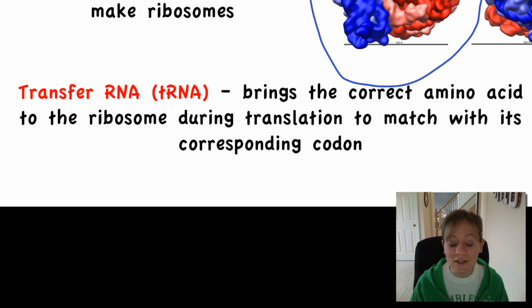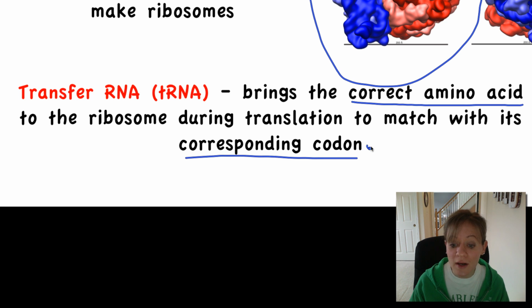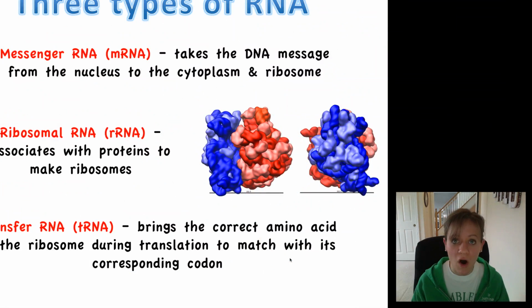And the last type of RNA is called tRNA, transfer RNA. This is going to be very important in the process of translation. It brings the correct amino acid to the ribosome during translation to match with its corresponding codon on the mRNA. So keep in mind all 3 of these types of RNA.